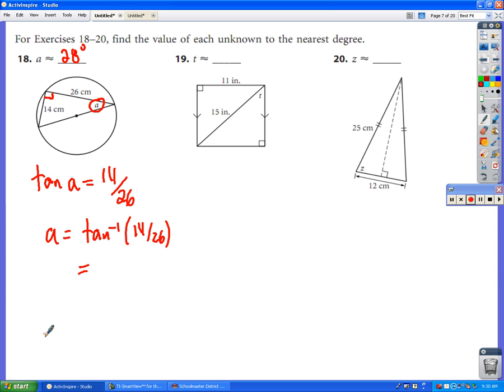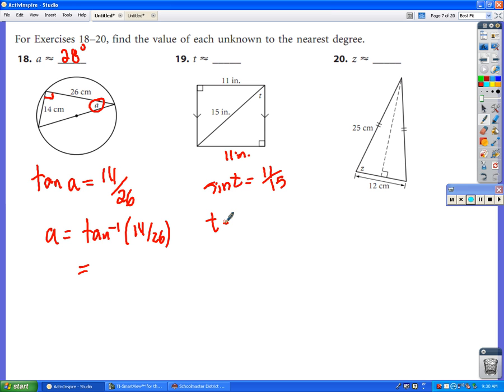All right, now we're trying to find T, and then obviously this is what kind of shape? A square or a rectangle, but the main thing is we know if that's 11, then this is also going to be 11 inches down there. So if I want to find T, what sides do I know relative to T? This is the opposite. And then I also know the hypotenuse, so sine. So the sine of T is 11 over 15.